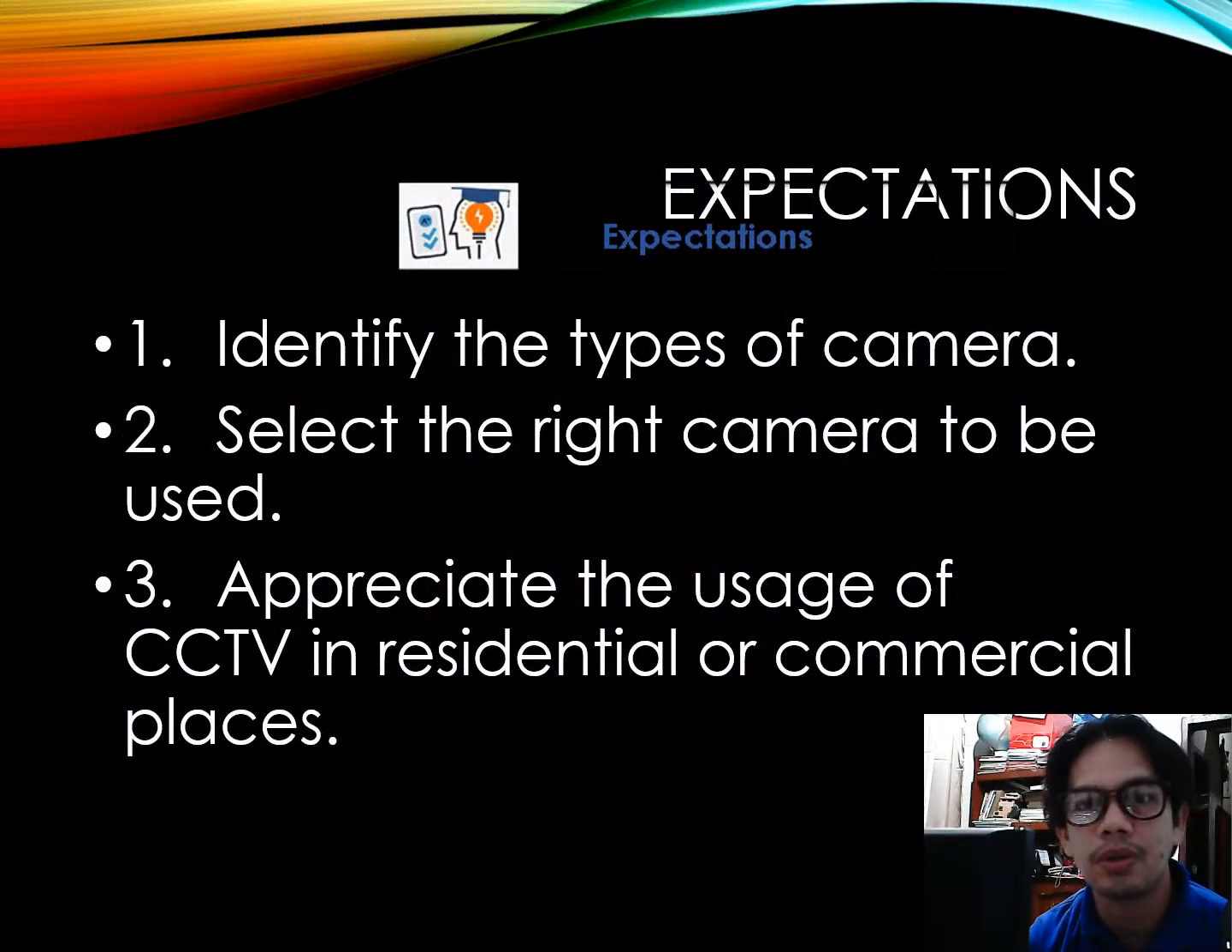Our expectation for this lesson is to identify the types of the camera, select the right camera to be used, and appreciate the usage of CCTV in residential or commercial places.